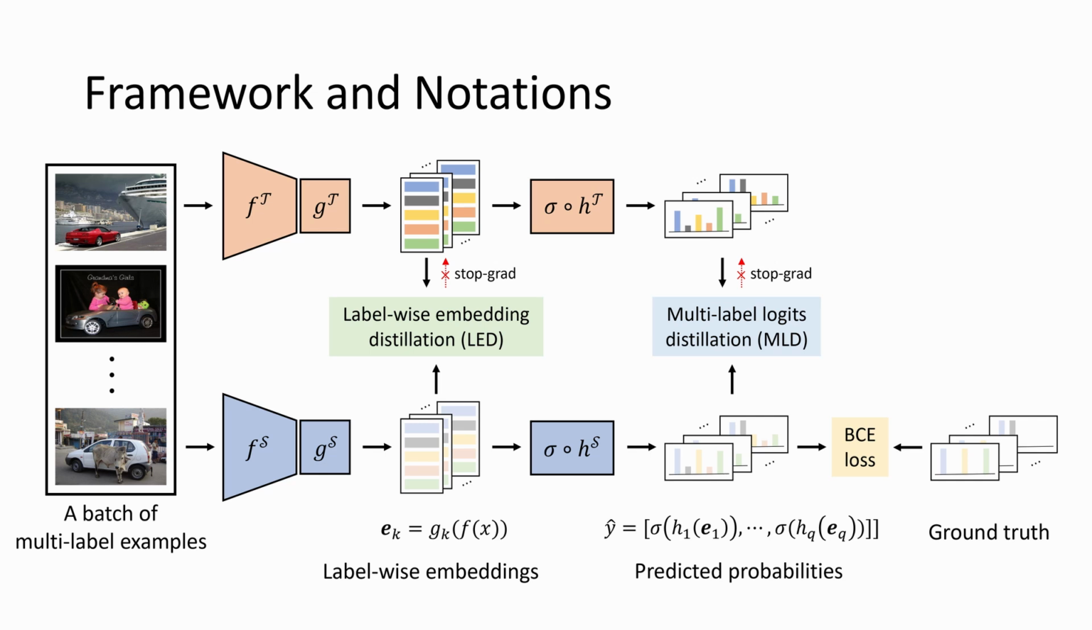This figure illustrates the distillation process of the proposed L2D framework. For a batch of training examples, we feed them into the teacher or student model to obtain the label-wise embeddings and predicted probabilities. In order to train the student model, besides the BCE loss, we design the following two distillation losses. First, the multi-label logits distillation loss LMLD to exploit informative semantic knowledge compressed in the logits. Second, the label-wise embedding distillation loss LLED to leverage structural information for enhancing the distinctiveness of learned feature representations.